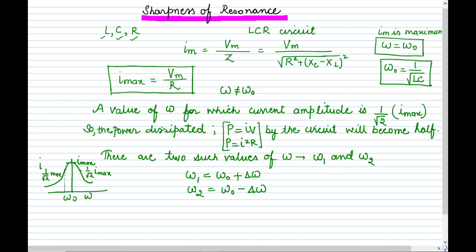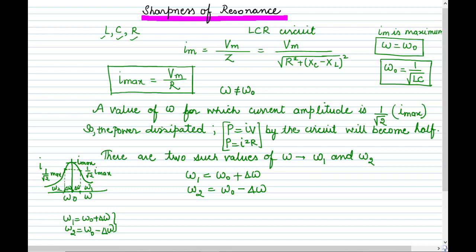At these 2 points, we can call this point omega 1, and this frequency omega 2, because this frequency is always omega naught. So this we can call delta omega, and this is also delta omega, because these 2 points are situated at the same distance from omega naught. Omega 1 we can call omega naught plus delta omega. That means we have to add some frequency to the resonance frequency. And for omega 2, we have to subtract the same delta omega from the resonance frequency.